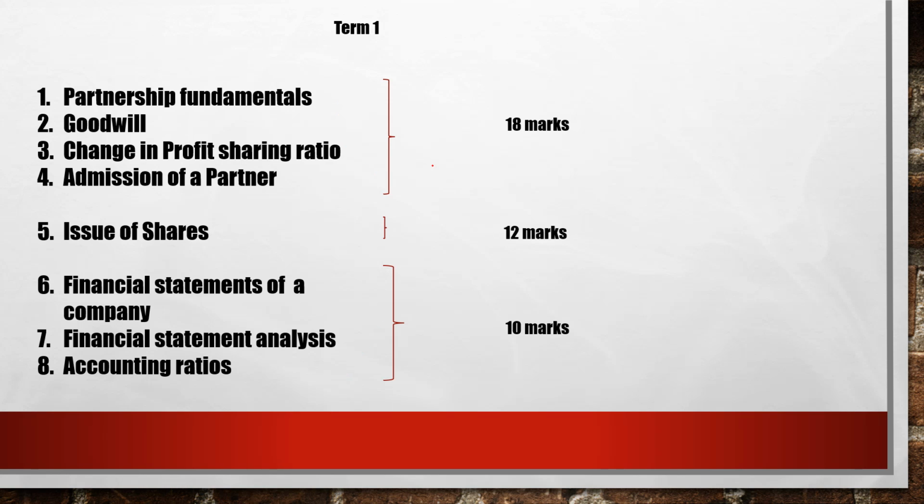From the first 4 chapters, you will get questions for 18 marks. On the chapter of issue of shares, you're going to get questions for 12 marks. And in the last 3 chapters, you're going to get questions for 10 marks. So totally, you're going to be writing for 40 marks.